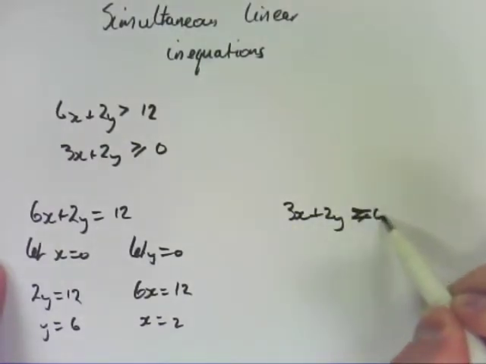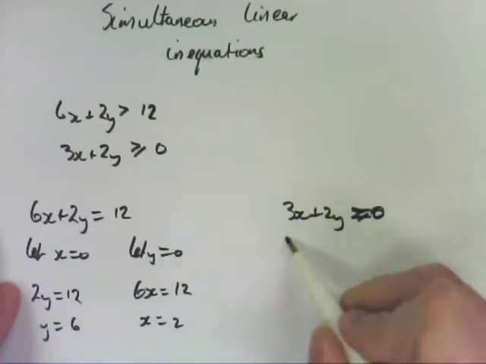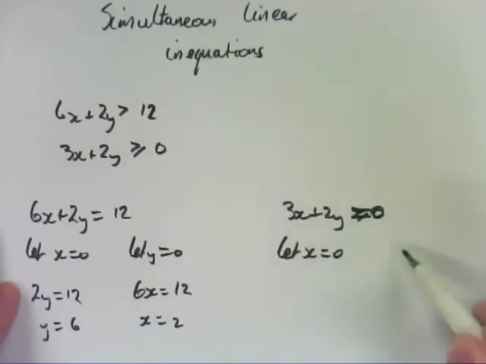3x plus 2y must be equal to 0 because we're doing the equation. Now for this one, because this is 0, my trick doesn't work. I need to pick two different points. So I can still let x equal 0, but then I'm going to let x equal something like 5.